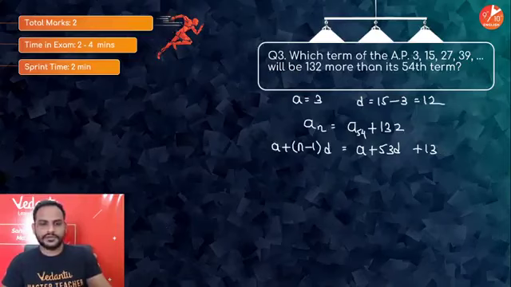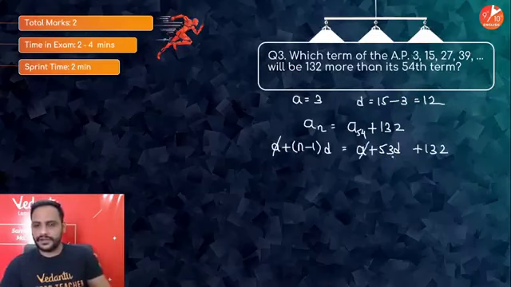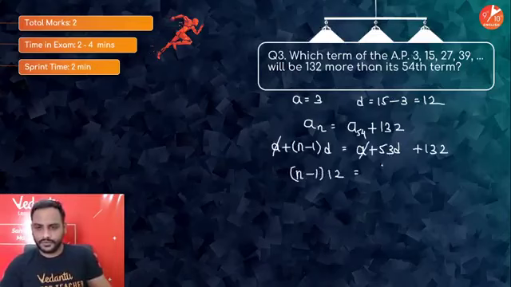Now I need to solve this equation. I don't have to do anything else, I have to just solve this equation. So the a and a got cancelled. So we are left here with n minus 1 into d, and here we have 53d plus 132. Let's see what the value of d is. d is 12. So n minus 1 into 12 is equal to 53 into 12 plus 132.